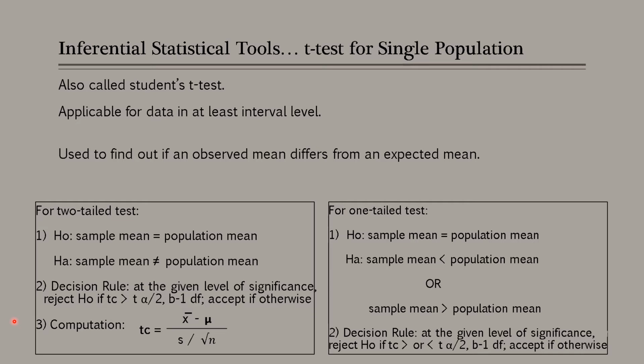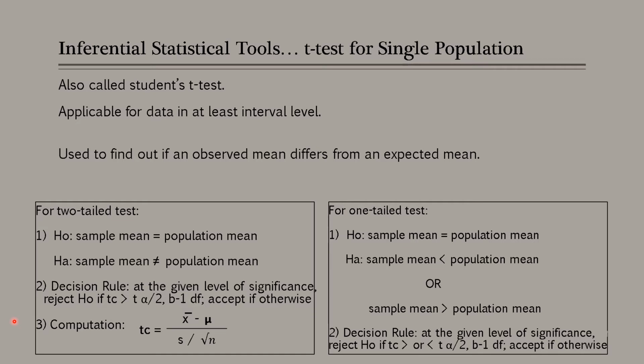For a two-tailed test, the null hypothesis would state that the sample mean is equal to the population mean, and the alternative hypothesis states that the sample mean is not equal to the population mean. Therefore, the decision rule for a two-tailed test is that at the given level of significance, reject the null hypothesis if the t-value is greater than the critical t-value based on the parameters, and accept the null hypothesis if otherwise.